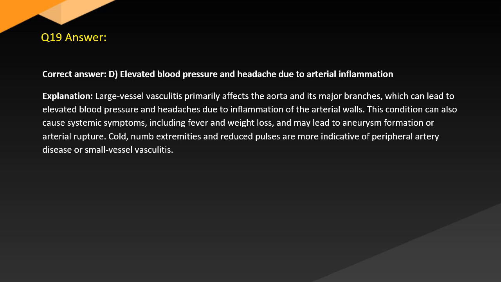Answer. Correct answer: D. Elevated blood pressure and headache due to arterial inflammation. Explanation. Large vessel vasculitis primarily affects the aorta and its major branches, which can lead to elevated blood pressure and headaches due to inflammation of the arterial walls. This condition can also cause systemic symptoms, including fever and weight loss, and may lead to aneurysm formation or arterial rupture. Cold, numb extremities and reduced pulses are more indicative of peripheral artery disease or small vessel vasculitis.